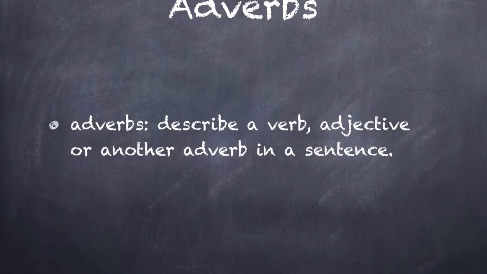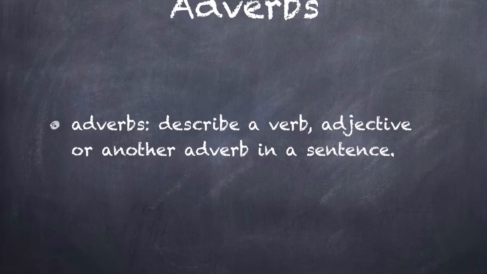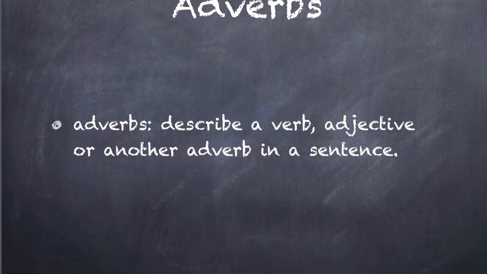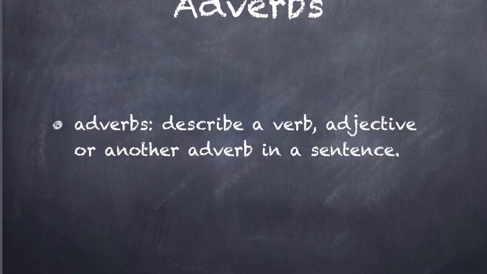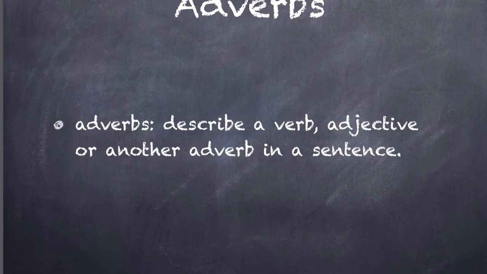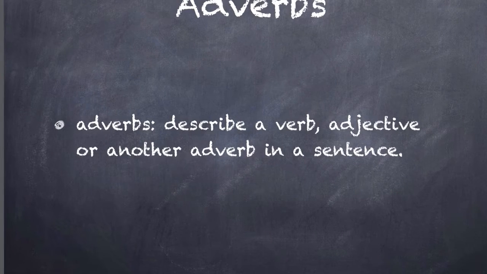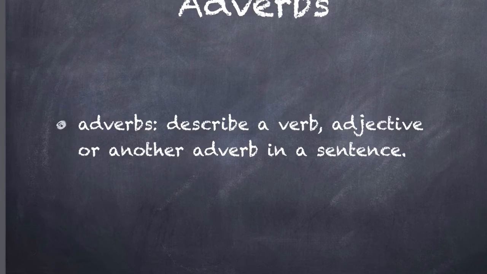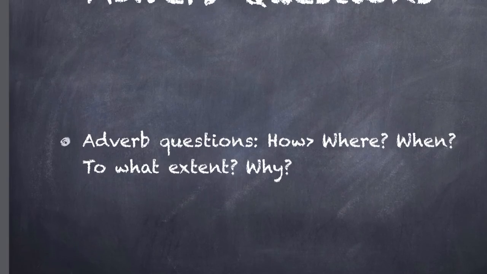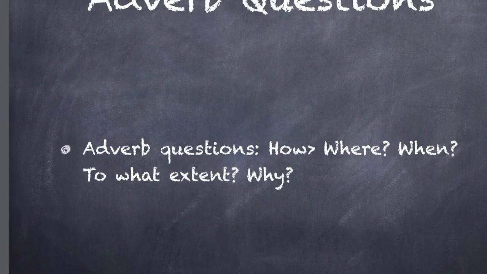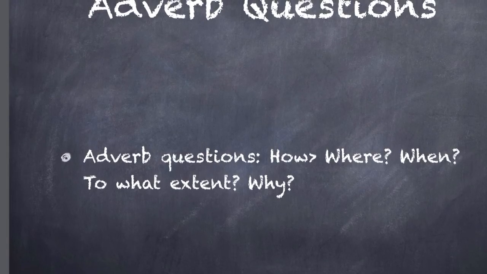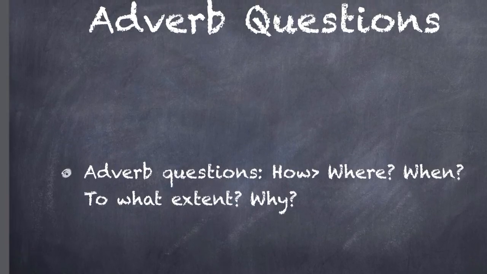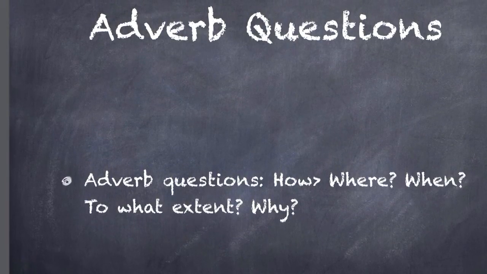So let's recall what adverbs do in a sentence. Adverbs can describe or modify a verb, adjective, or another adverb. So when we are looking at prepositional phrases that act as adverbs, we want to look for those that describe verbs, adjectives, or other adverbs. To do this, let's use our adverb questions. Here are the adverb questions. There are 5. How, where, when, to what extent, and why. Make sure you memorize these. It will make finding adverbs in a sentence so much easier.